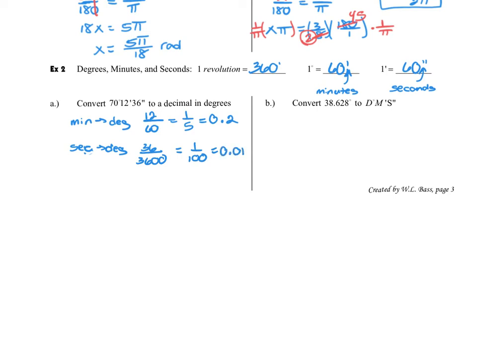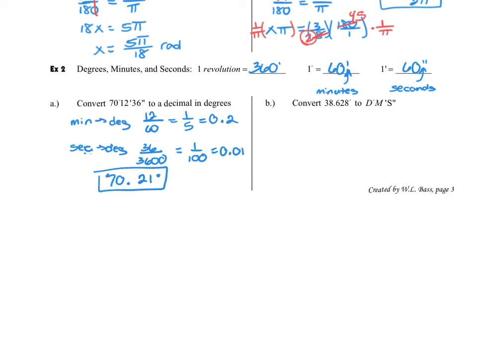Now, if I combine all that, my final answer will be 70. The whole number stays just where it was. And then I simply add these two values together. So I get 70.21 degrees. So there's going to be our decimal.